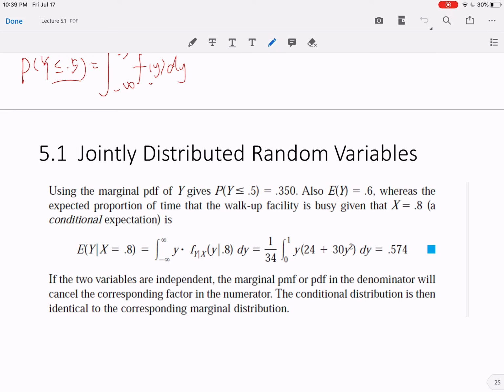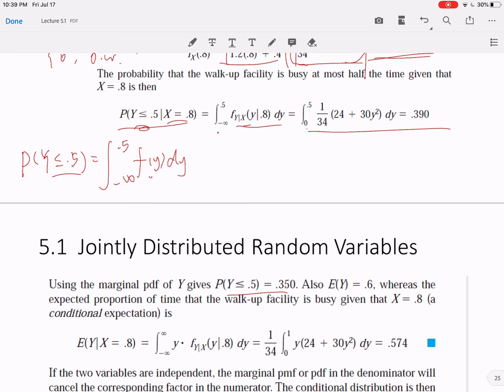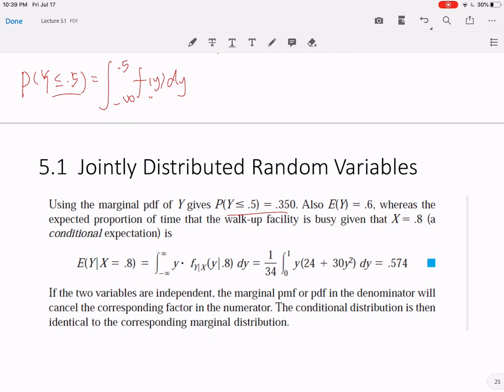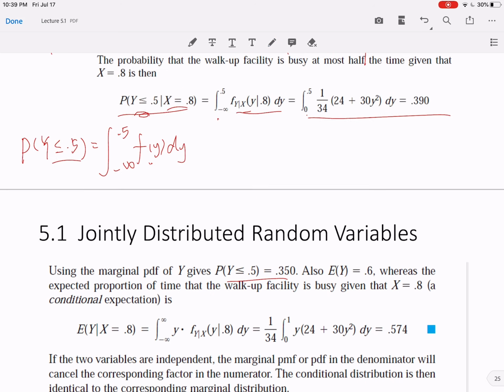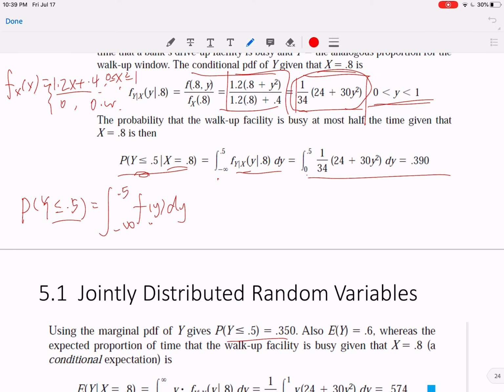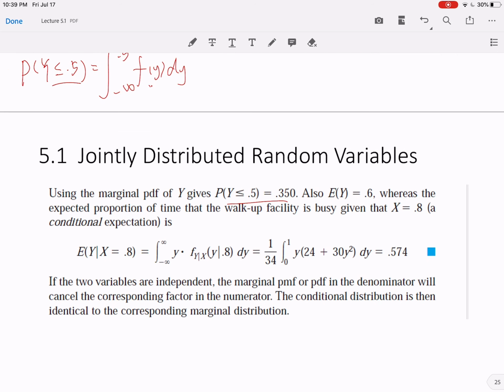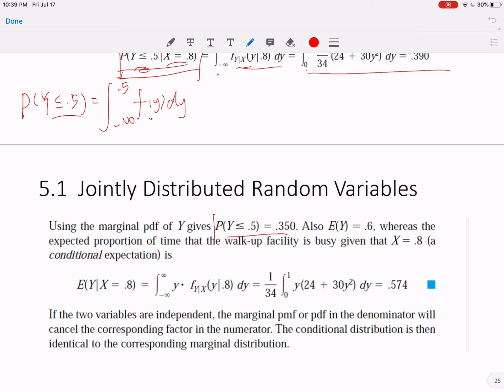Using the marginal PDF of y gives the probability y is less than or equal to 0.5 is equal to 0.350. Of course, this is just for the probability y is less than or equal to 0.5, but what we found over here is the probability of y is less than or equal to 0.5 given x is equal to 0.8. They are different. So this is completely different from this.